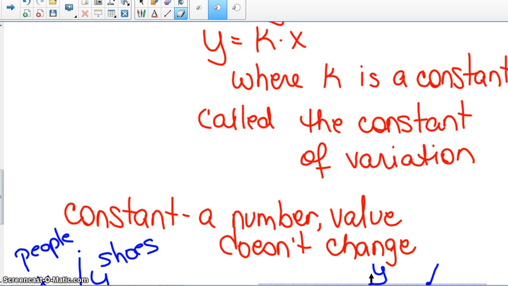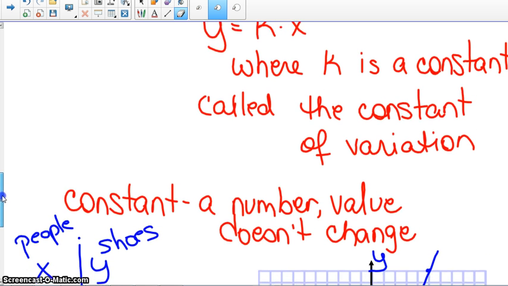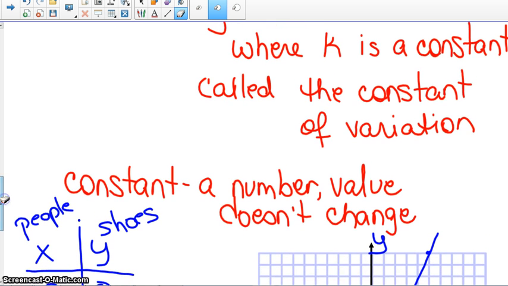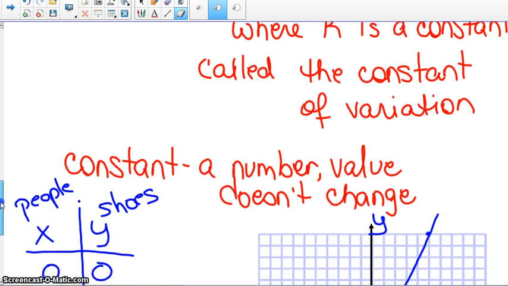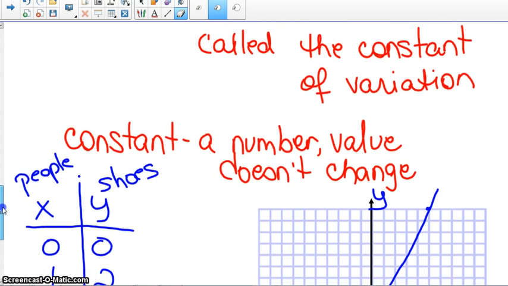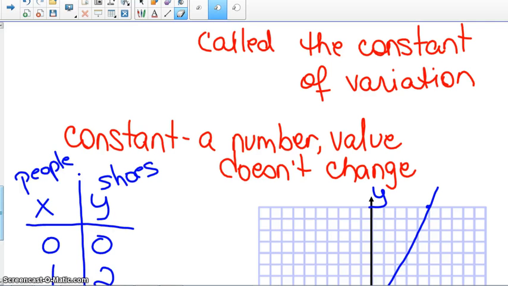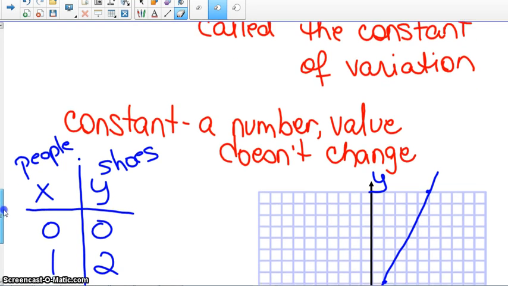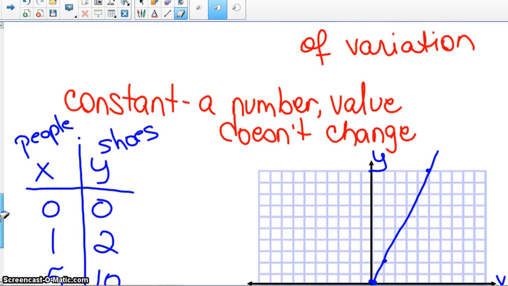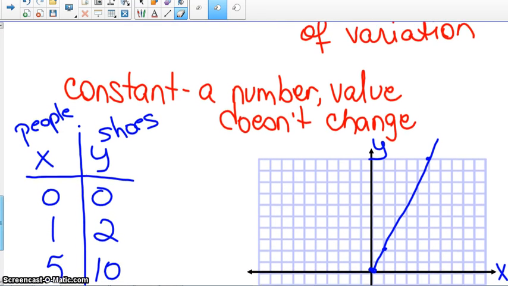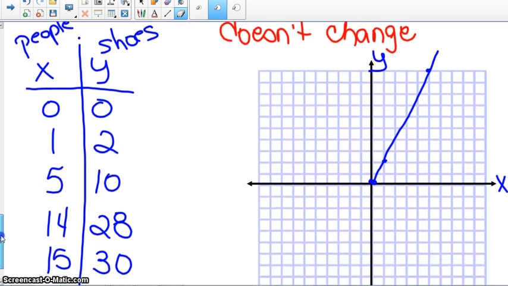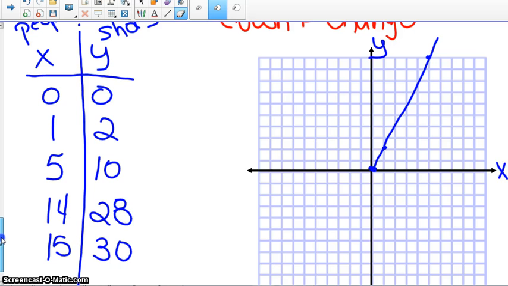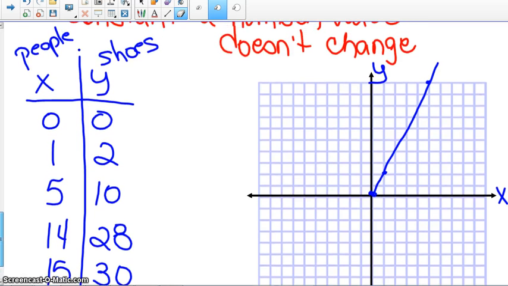So when we're doing our example, let's look at a chart. Alright, and let's fill in some numbers here for people and shoes. We'll say people is x and shoes are y. If we have 0 people, we have 0 shoes. 1 person would be 2 shoes. 5 would be 10. 14 people would be 28. 15 would be 30, and we could keep on going. But you get the basic idea of how to get that.